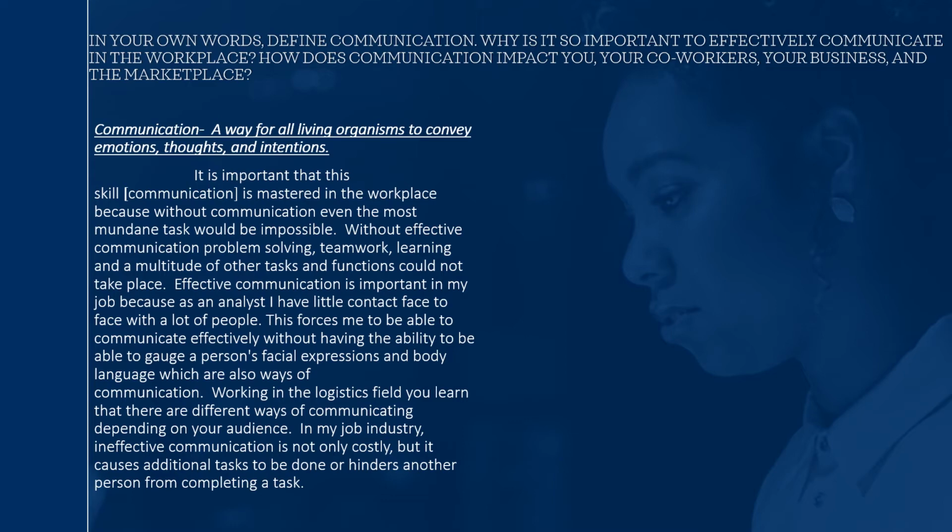Now, as we look inside this business class, we realize that without effective communication, problem solving, teamwork, learning, and a multitude of other tasks and functions just couldn't take place. Like I was saying before, you can communicate, but it's effective communication that is important.